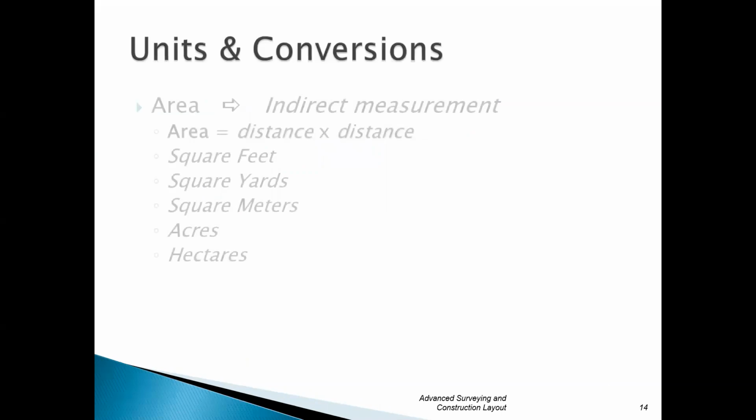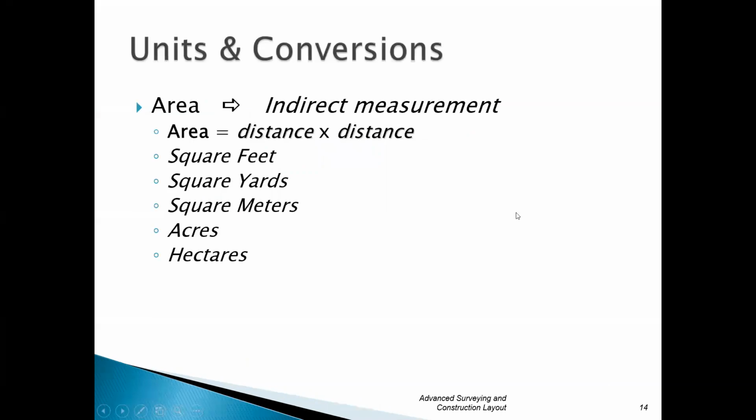So the next one is area. Area typically is an indirect measurement because that means you're measuring other things to actually get area. Now they do have devices now that you can set up and basically scans areas, and it can give you an area calculation, but it's probably doing it indirectly as well. But an area primarily, we call that a derived distance, so it's a distance times a distance.